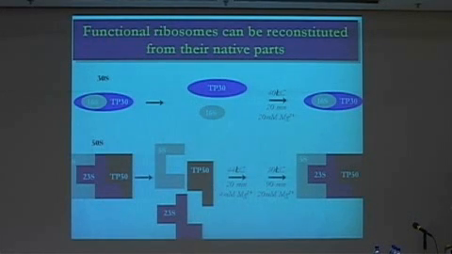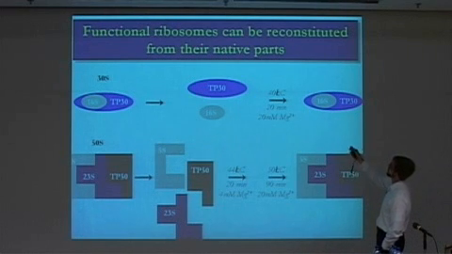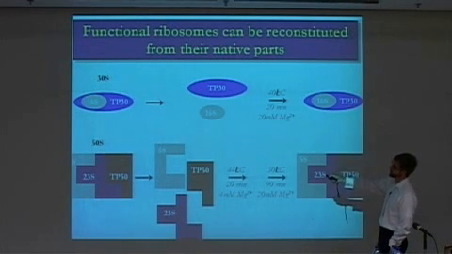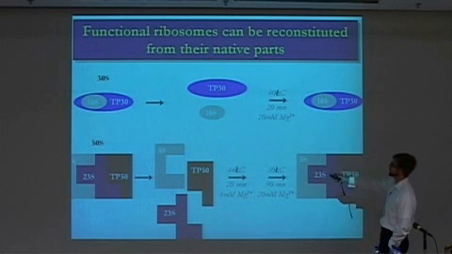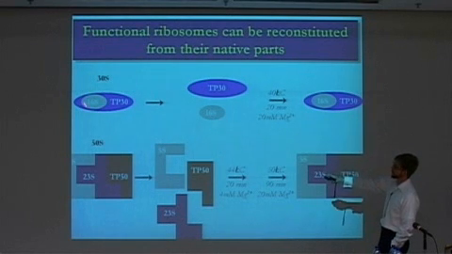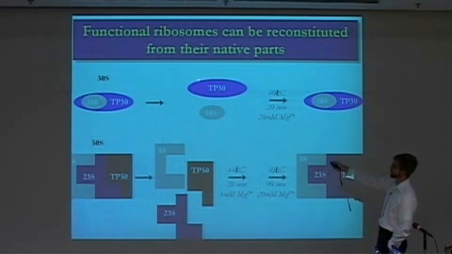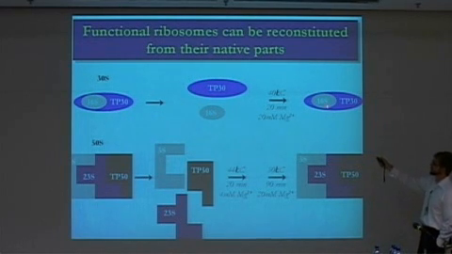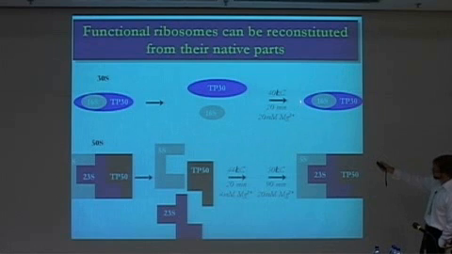And so just a brief touch on how that happens. Basically, functional ribosomes can be reconstituted from their native parts. This has been shown in the literature in the late 60s, where you can take a functional 30S subunit, break it up into its protein parts and its RNA parts. Through a one-step incubation process, you can reconstitute this into a functional 30S subunit.